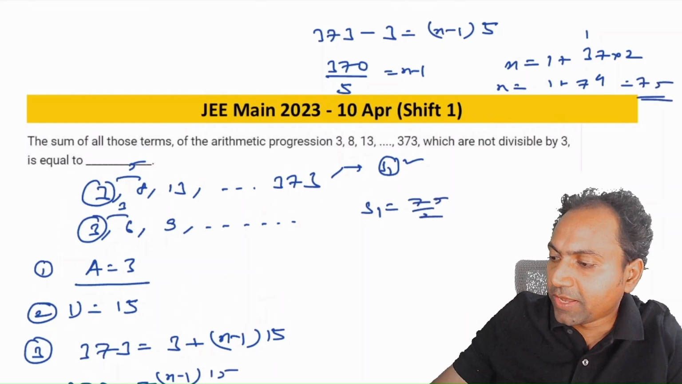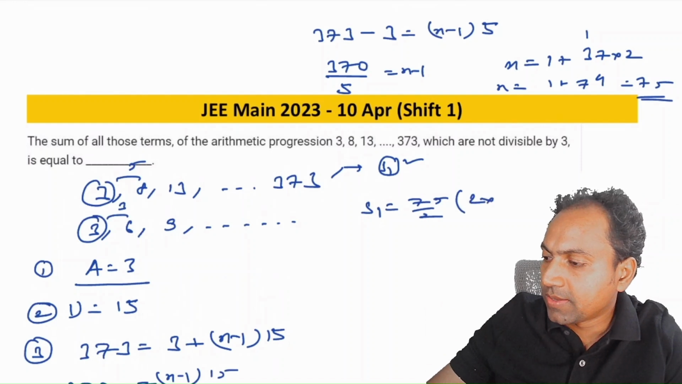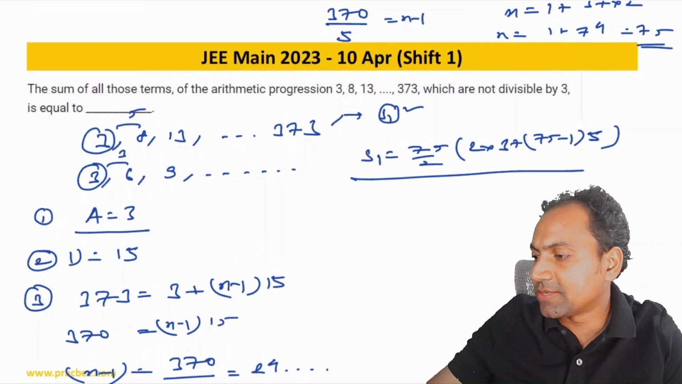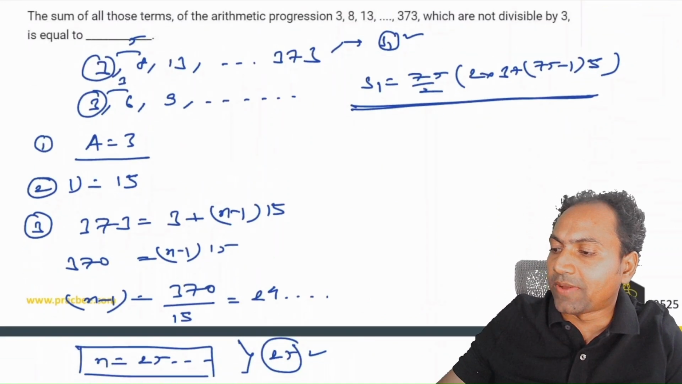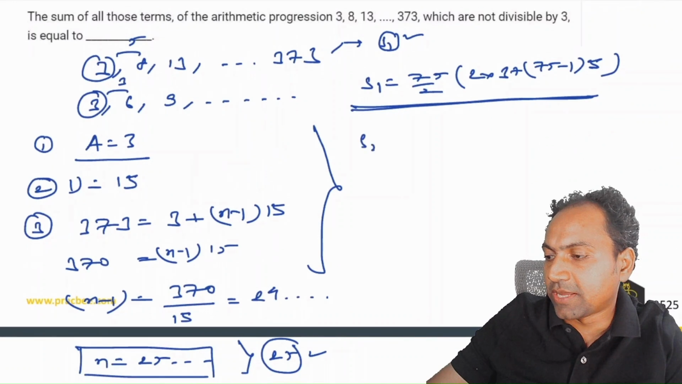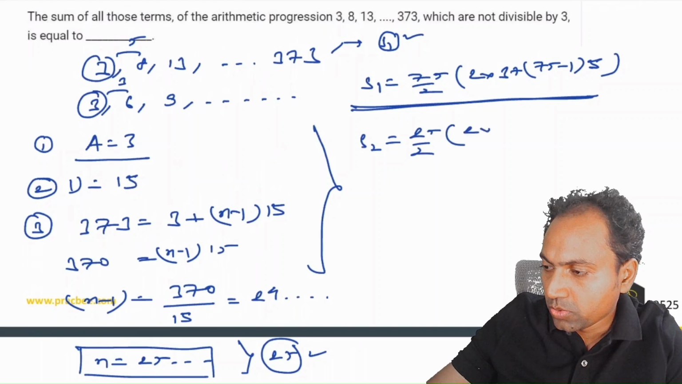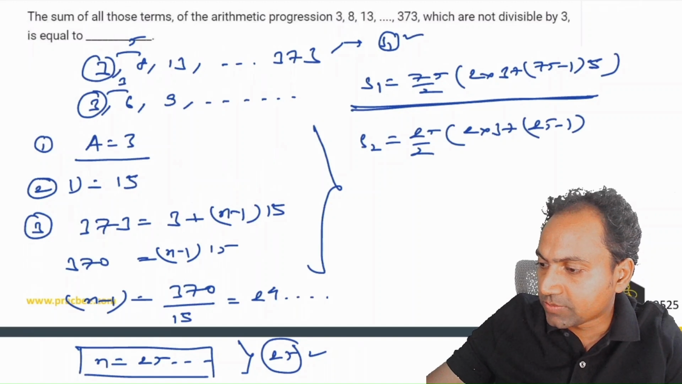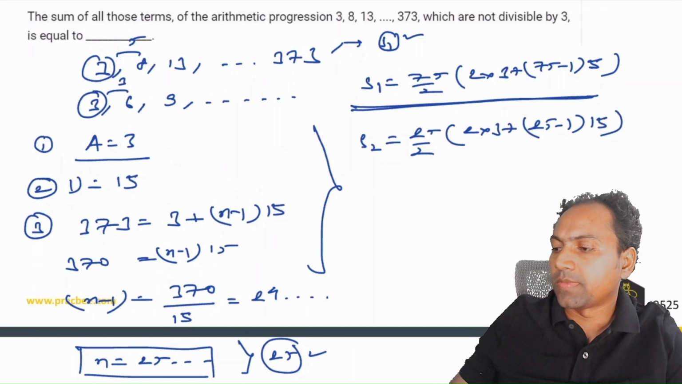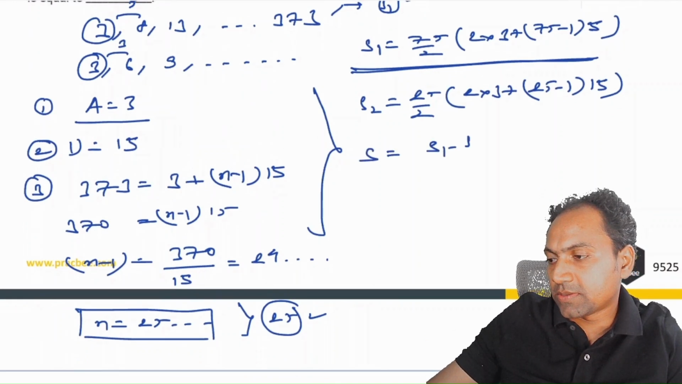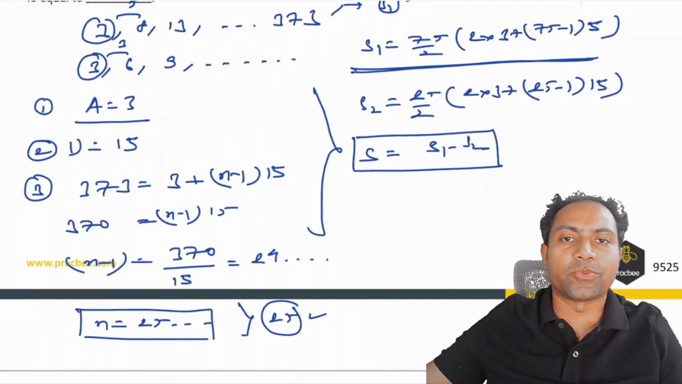So S1 is 75 by 2 into twice of a plus 75 minus 1 into d. And d in this case is nothing but 5. So you find this as S1. Now we'll find the sum of this series, that is my S2. And if I do that, there are total 25 terms. So 25 by 2 twice of a plus n, that is 25 minus 1 into d, that comes out to be 15 now. And if you want to find the answer, my answer is nothing but S1 minus S2. You can do the calculation and get to the answer.